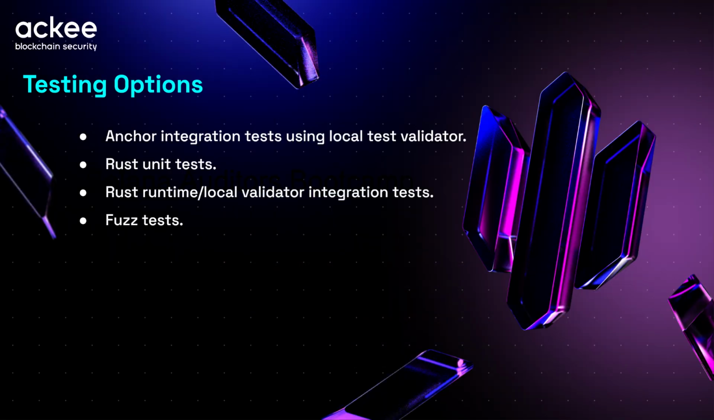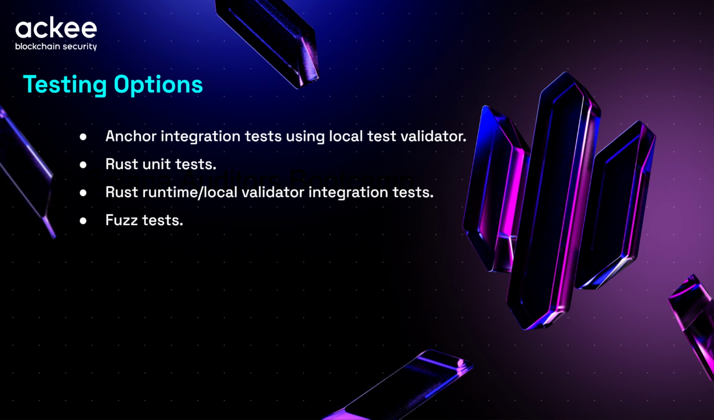And speaking about tests, there are actually different options, a lot of options. So I would say that the Anchor integration tests using a local test validator, this is really a must that every project should have. So this is what you had the chance to see already with Andre, my colleague, during the lectures. And this is also how you test your assignment when you run anchor test. So this is one option.